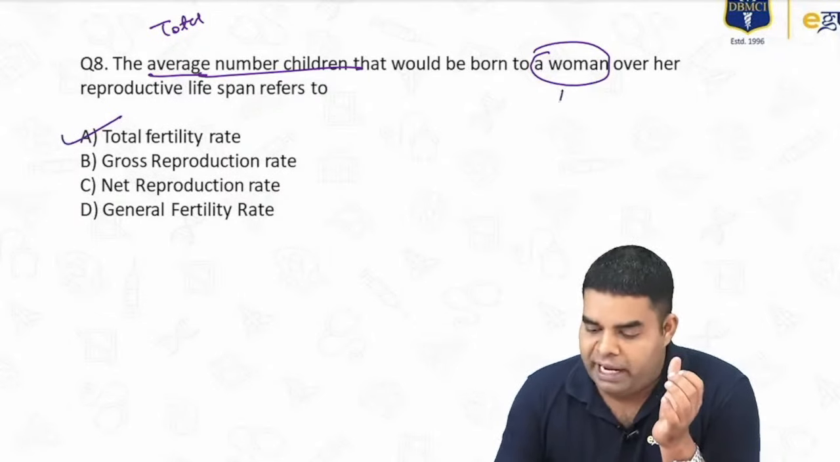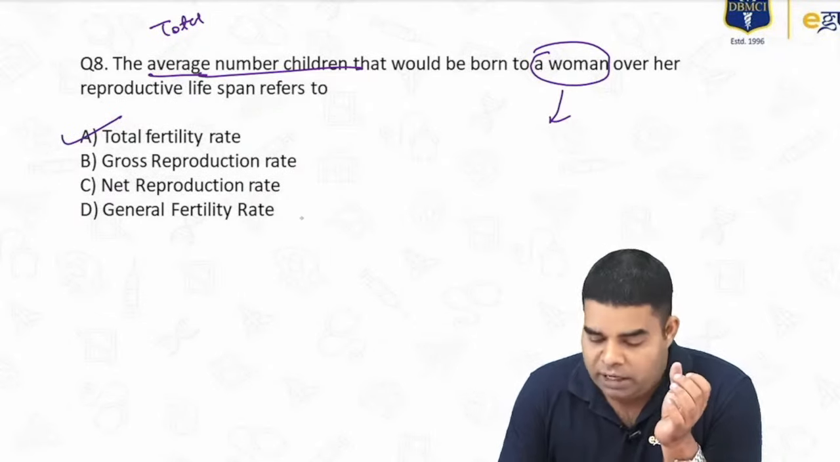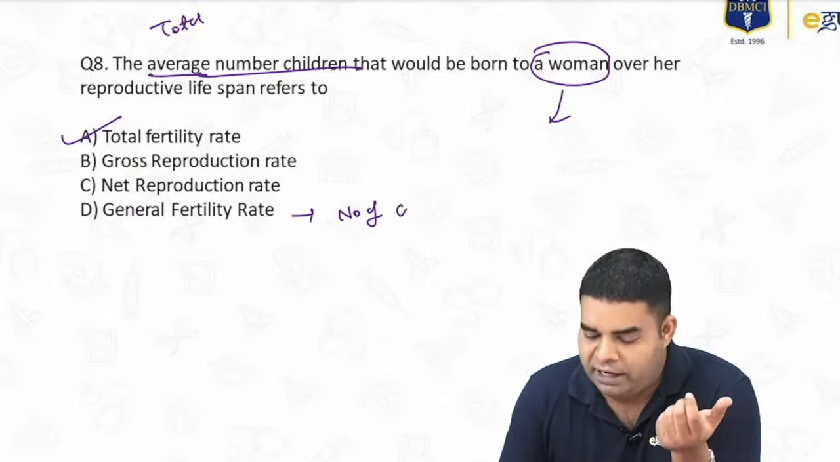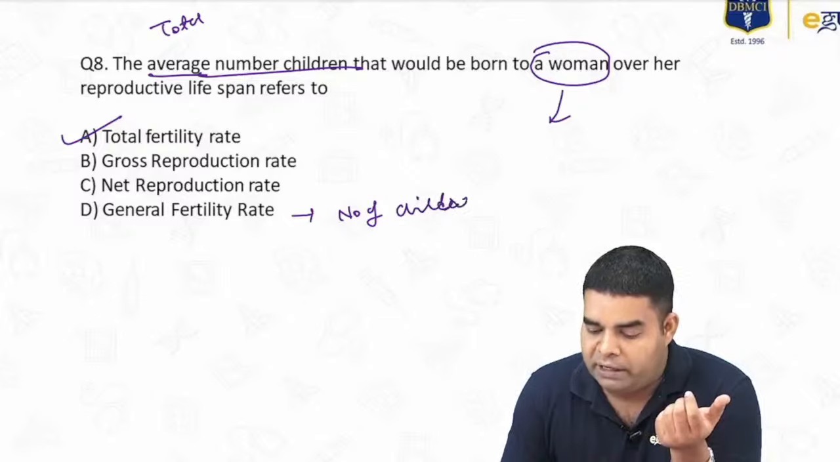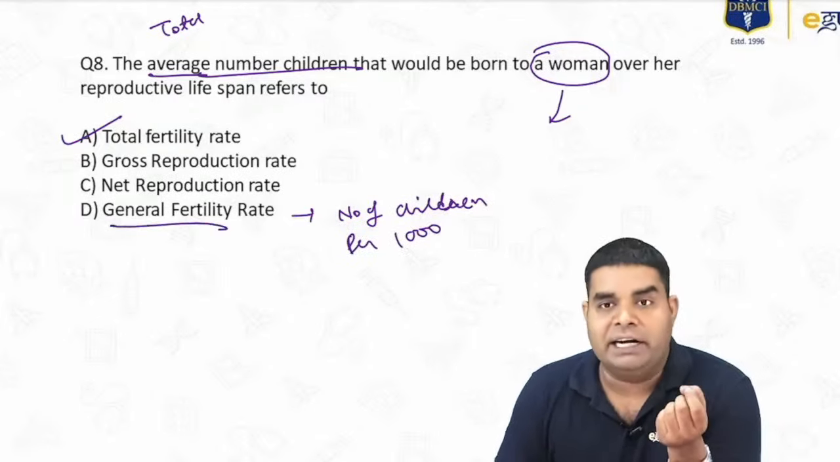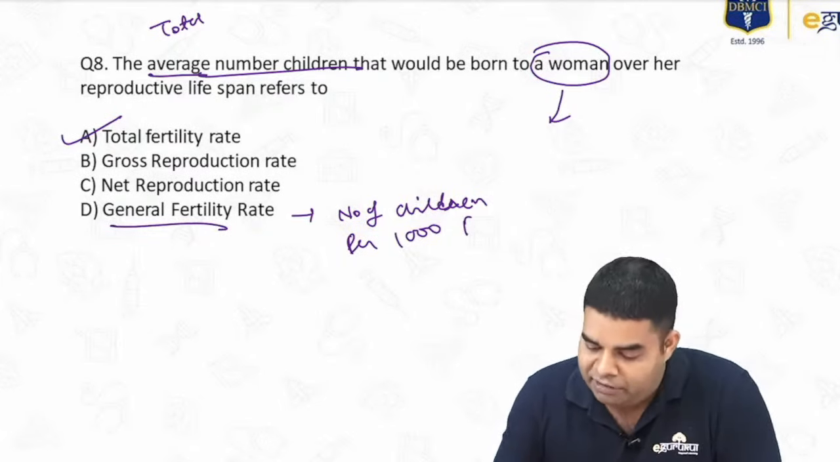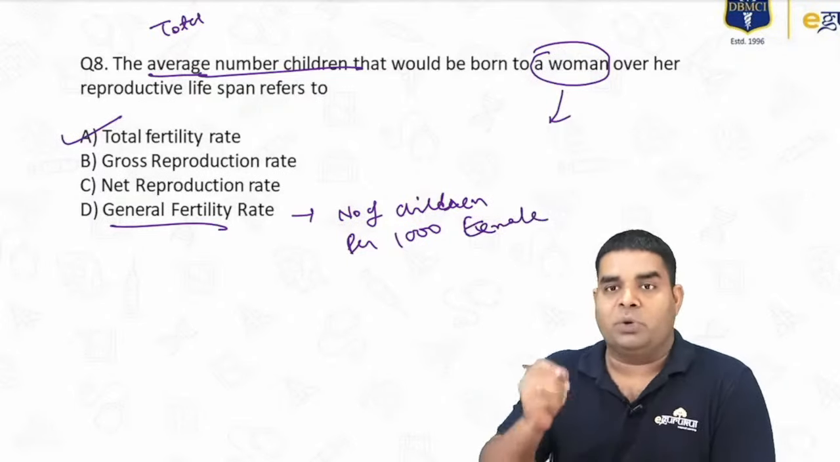If in place of a woman, they have used the words number of children or average number of children per 1,000 women, per 1,000, then the answer will be general fertility rate. Per 1,000 females, if they ask, it is general fertility. And if they are asking not per 1,000 but per female, it is total fertility.